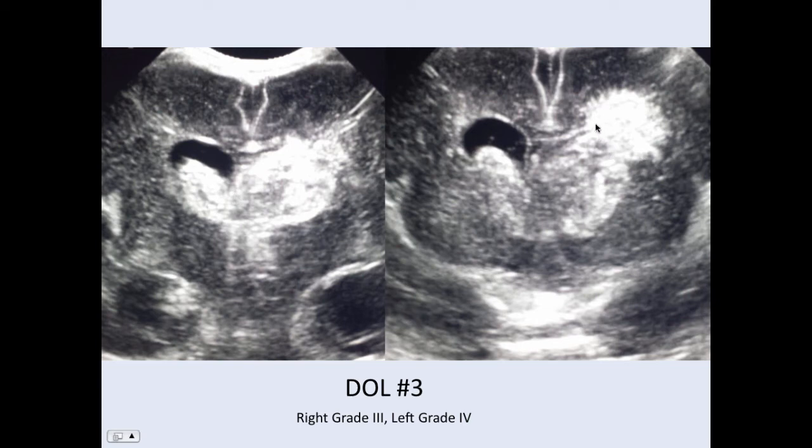On the left side, it's even worse. You see, obviously, that there's a big hemorrhage that's occupying the lateral ventricle, but also we see some new parenchymal hemorrhage. This is hemorrhage in the brain matter itself adjacent to the ventricle. So this is a grade 4 hemorrhage on the left.